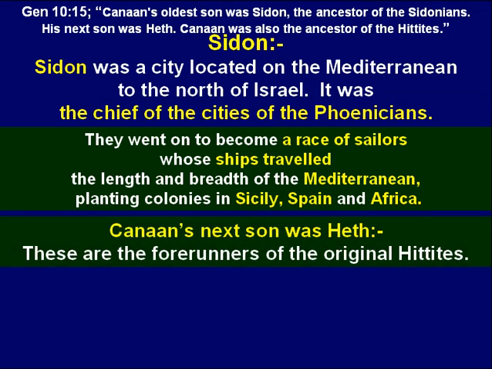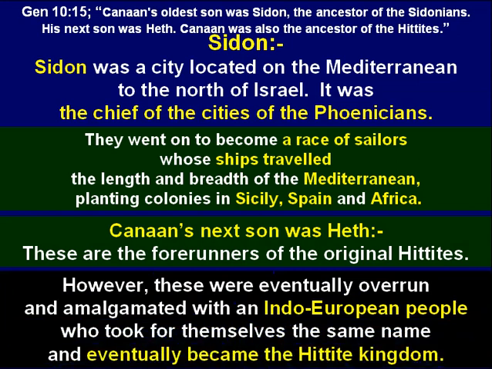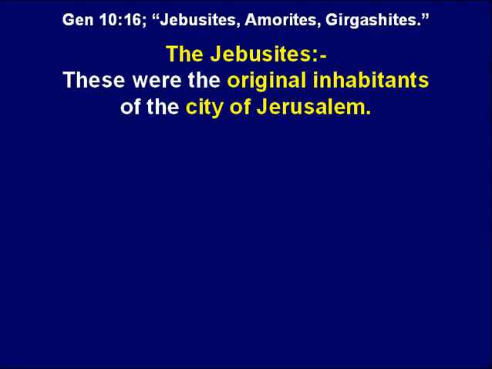Canaan's next son was Heth. These are the forerunners of the original Hittites. However, they were eventually overrun and amalgamated into the Indo-European people, who took for themselves the same name and eventually became the Hittite kingdom. In the early 1900s, the Hittites were described as a Bible myth, and then the archaeologists dug them up.